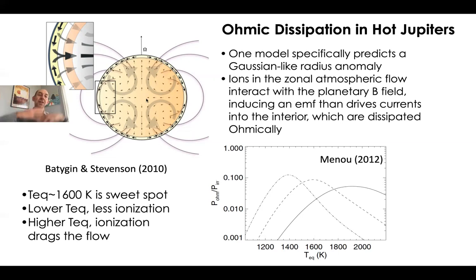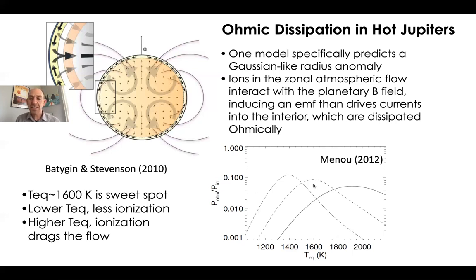And so in the ohmic dissipation model, the planet has a dynamo generated field from the deep interior like Jupiter has. What you also have is a hot day side and a cold night side. And what happens is that on the hot day side, you ionize your alkali metals, and there's a flow from day to night. And that flow of ionized metals drives the current in the atmosphere, which drives a current deep into the atmosphere that's ohmically dissipated in the deep atmosphere.